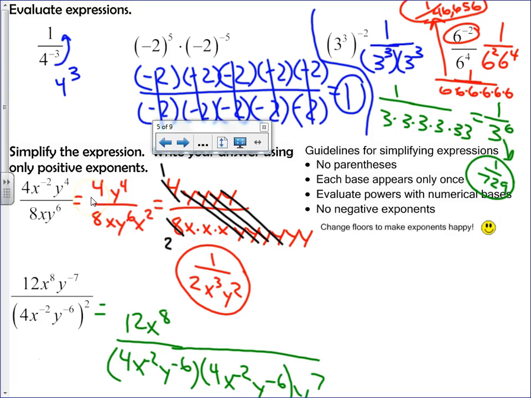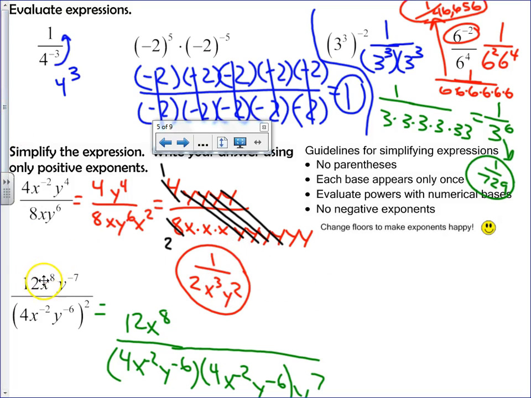You can also use those rules that you learned. So if I have y to the fourth over y to the sixth, I know that I can subtract those exponents when I'm taking the quotient of powers. So I can subtract 6 minus 4, and I have y squared on the bottom. x to the first plus x squared gives me x to the third.